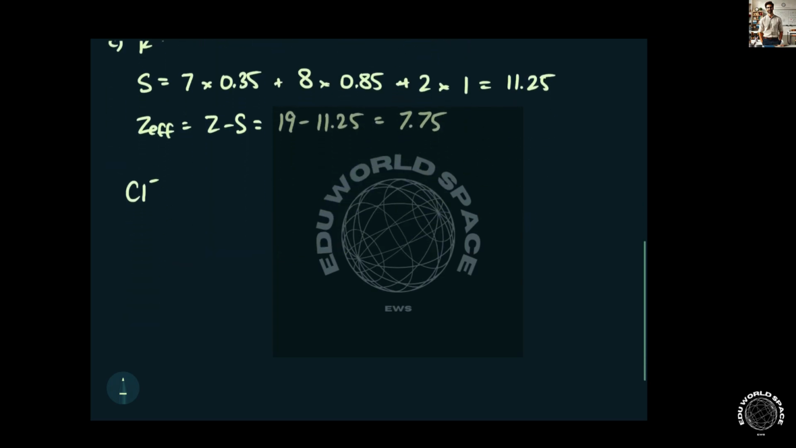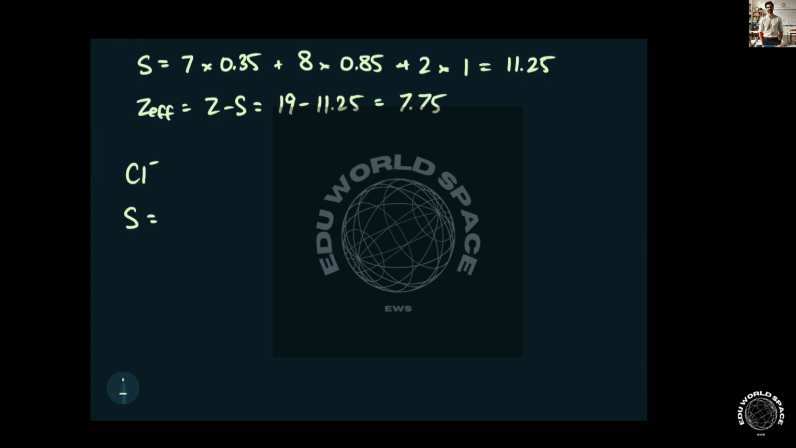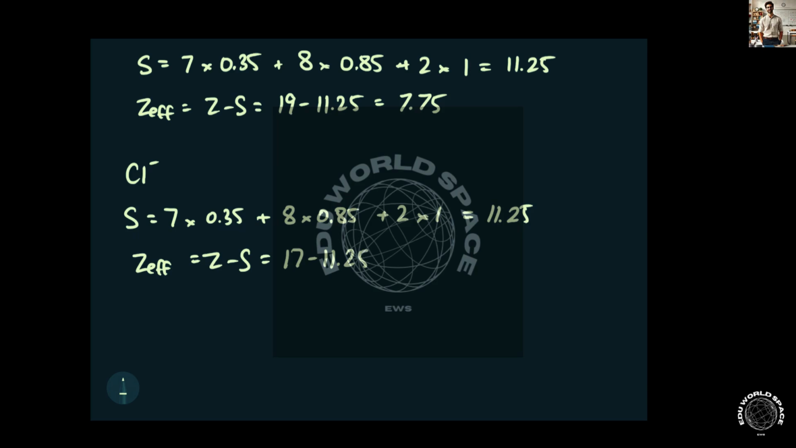And for Cl-, the shielding constant is equal to 7 times 0.35 plus 8 times 0.85 plus 2 times 1, which is equal to 11.25. Z effective is equal to Z minus S. This is equal to 17 minus 11.25, and this is equal to 5.75.